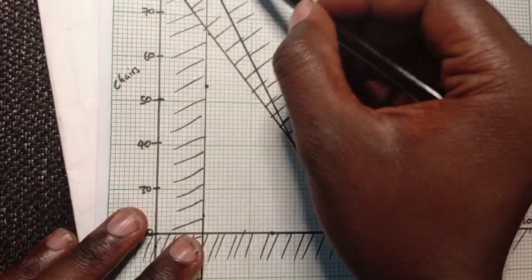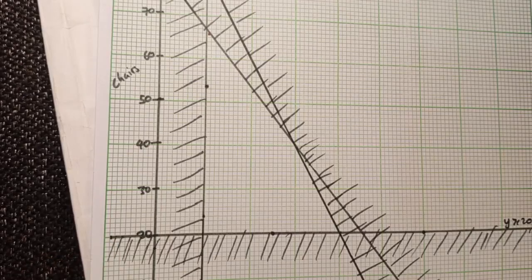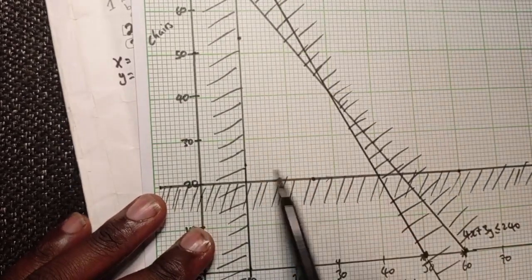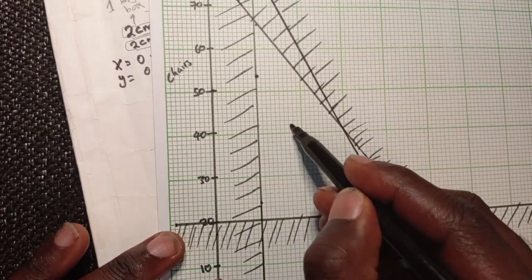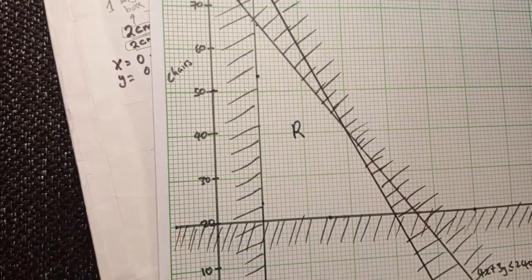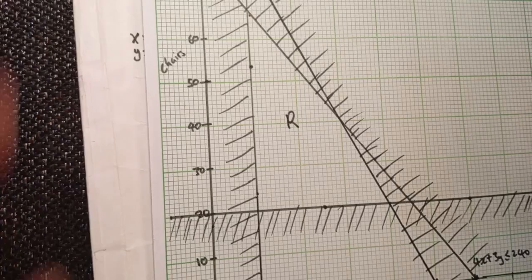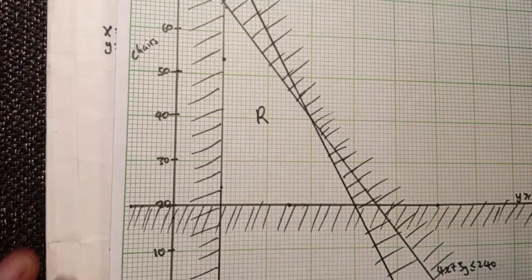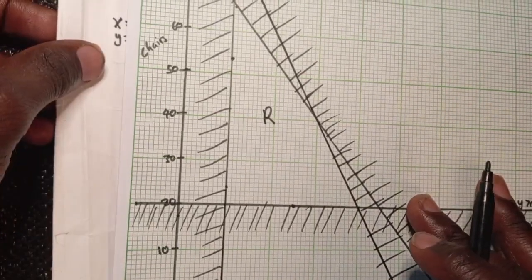Okay. So now, good to go. We are done with the shading. So you can see the region that has been left out is here. I'm going to label it as R. Okay, so you're halfway done with this question. At this point, now we do the rest of the questions.